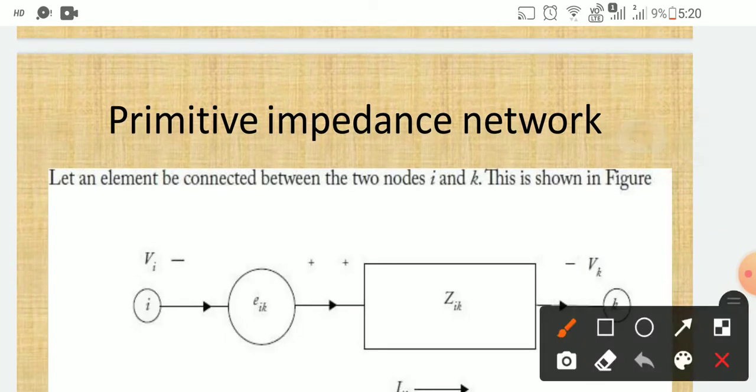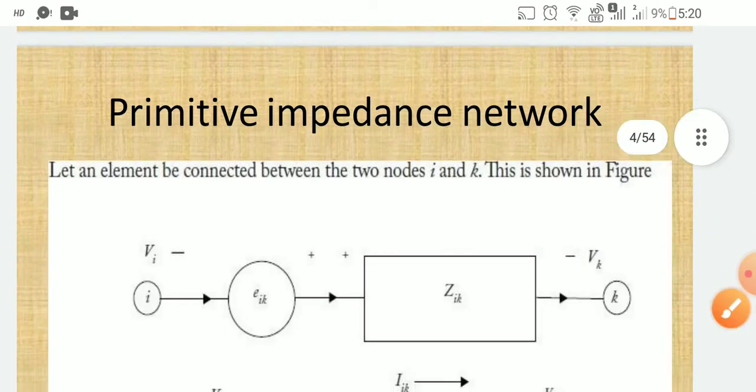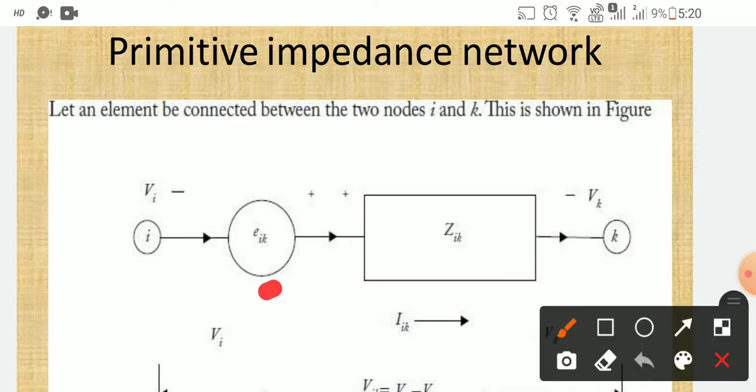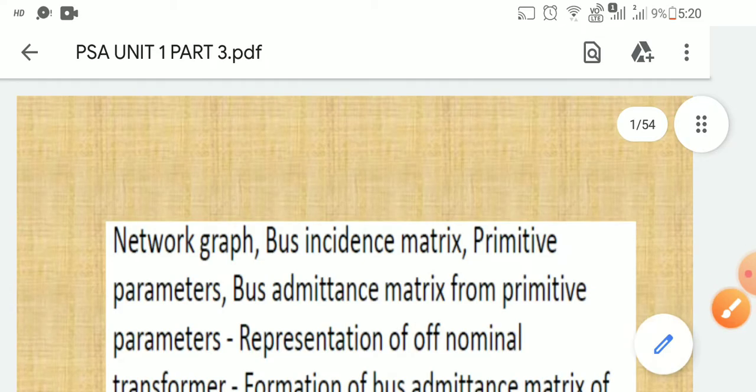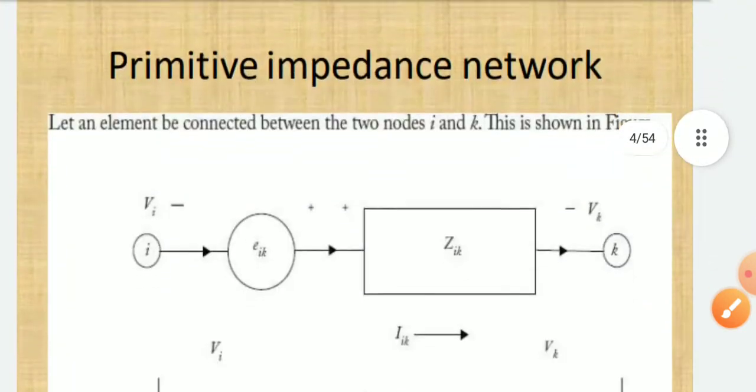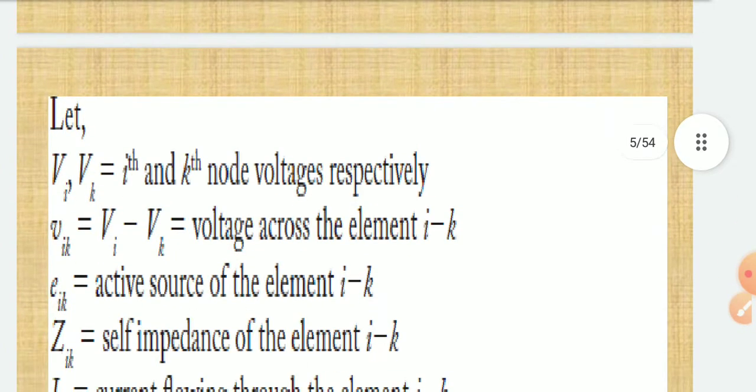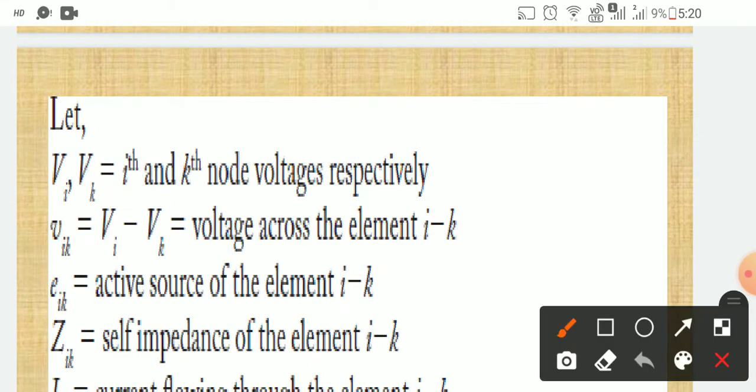This one is the primitive impedance matrix. Here the voltage source is represented as E of ik and the impedance is Z of ik. It is connected between the ith bus and the kth bus. The power flow, the arrow mark, is from the ith bus to the kth bus. The voltage across the ith bus is V of i and the voltage across the kth bus is V of k.